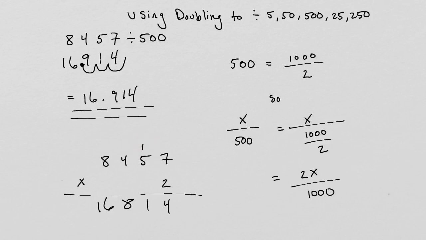I goofed here. One moment, guys. This happens. I'm going to go ahead and erase this and do this problem over again. Okay. 2 times 7 is 14. Write a 4, carry a 1. 2 times 5 is 10. Plus 1 is 11. So I write a 1, carry a 1. 2 times 4 is 8. Plus 1 is 9. And then 2 times 8 is 16.